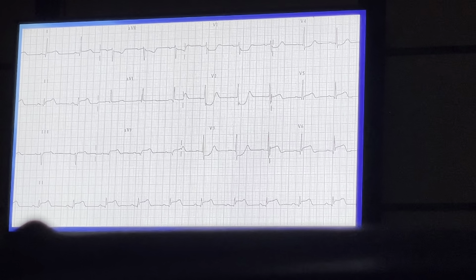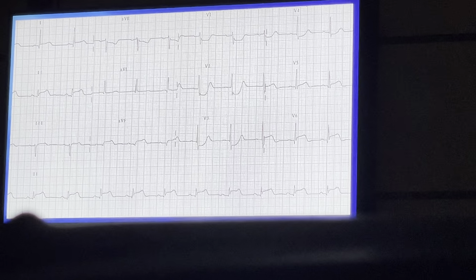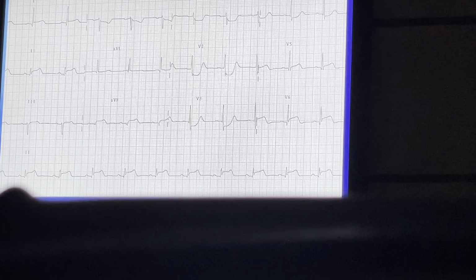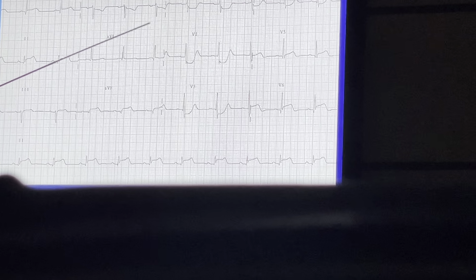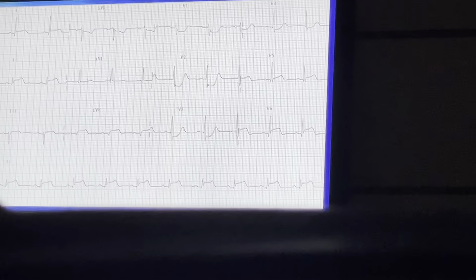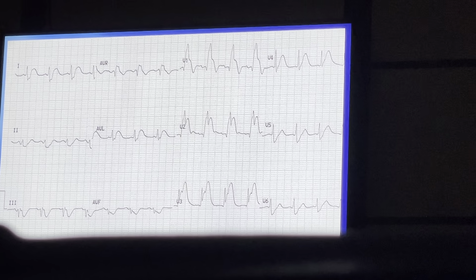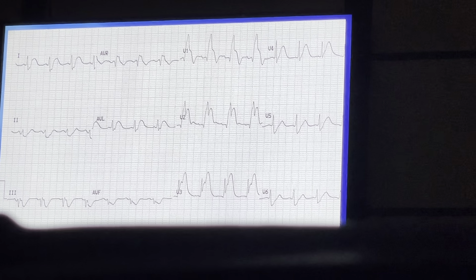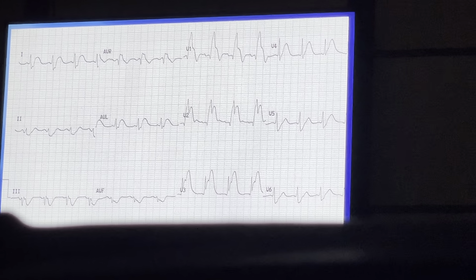So what is this? There's ST elevation in inferior leads and ST depression in the anterior leads along with a tall R wave in V1. So this is inferoposterior MI. Good. Next. So what is this? This is anterior wall MI along with right bundle branch block. Good.